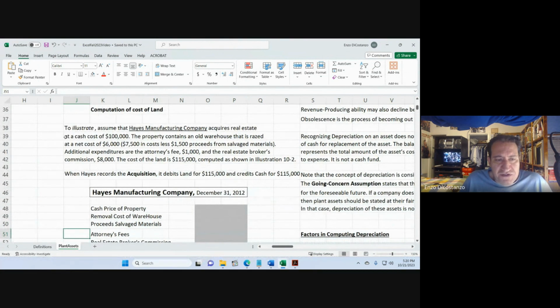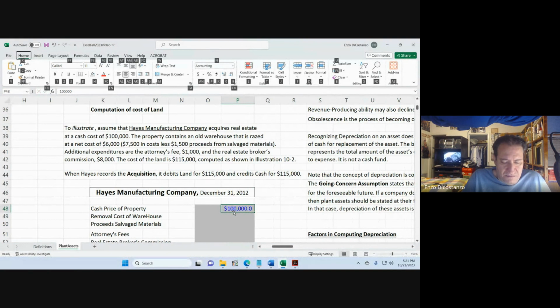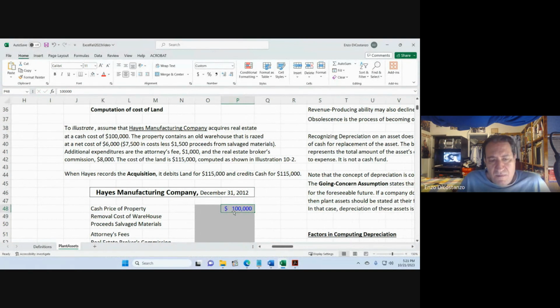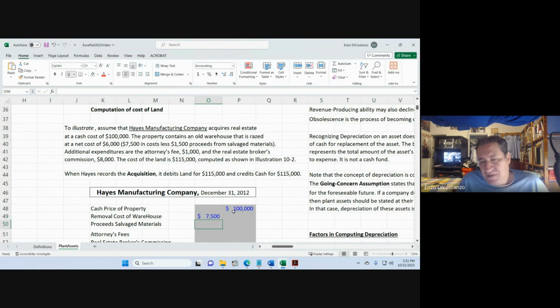Okay, so here's the first one. A manufacturing company is going to acquire real estate. The cash cost is 100,000. You're going to spend 7,500 to remove some kind of structure.